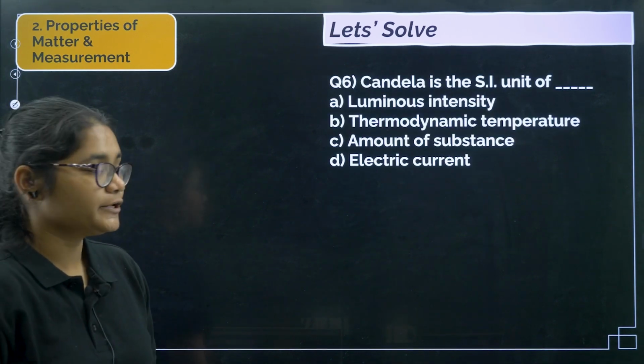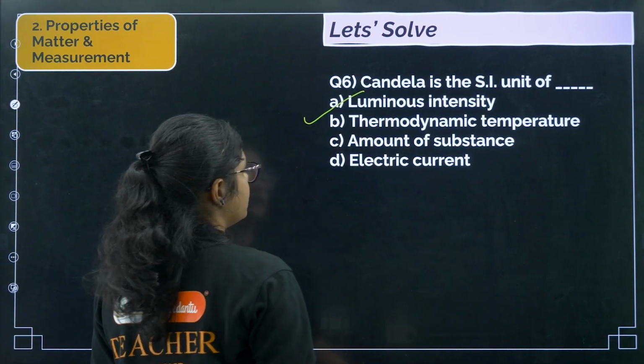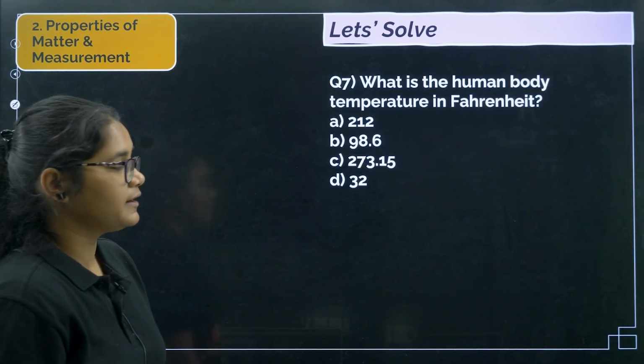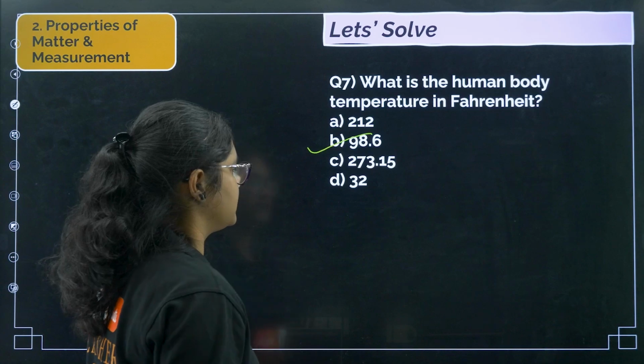Next, candela is the SI unit of, so we discussed it is of luminous intensity. Next, human body temperature in Fahrenheit is 98.6 degrees.